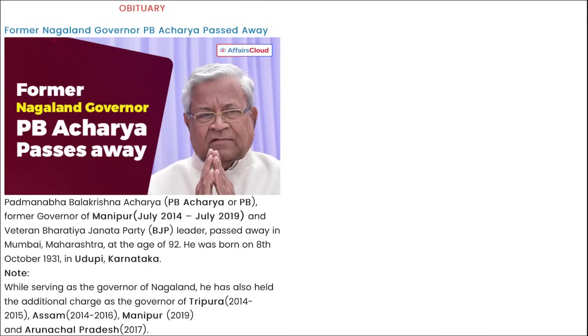Next is former Nagaland governor P.V. Acharya ji recently passed away. He was the former governor of Manipur, former governor of Assam also. He held the additional charge of the governor of Tripura, Assam, Manipur and Arunachal Pradesh. He was the governor of Manipur from 2014 to 2019. He was a veteran BJP leader. He passed away in Mumbai, Maharashtra at the age of 92, and he was born in 1931 in Udupi, Karnataka. Correct? So mark this.